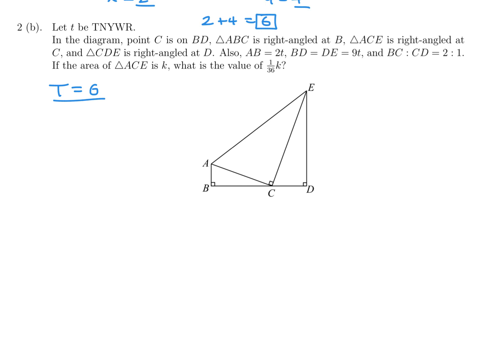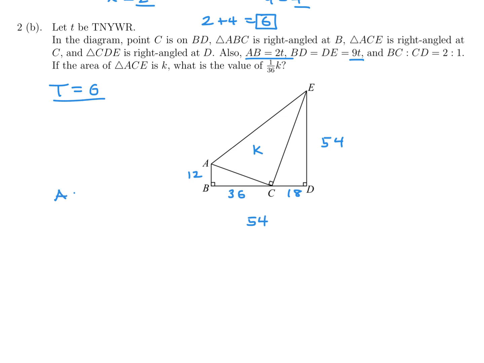Let's label this. AB is 2t, right? And t is 6, so AB is 12. And then BD and DE is 9t, so that's 54. So this is 54, and this whole thing is 54, this B to D. And then BC to CD is a 2 to 1 ratio, so that means B to C would be 36, and C to D would be 18. And then this is K, the area.